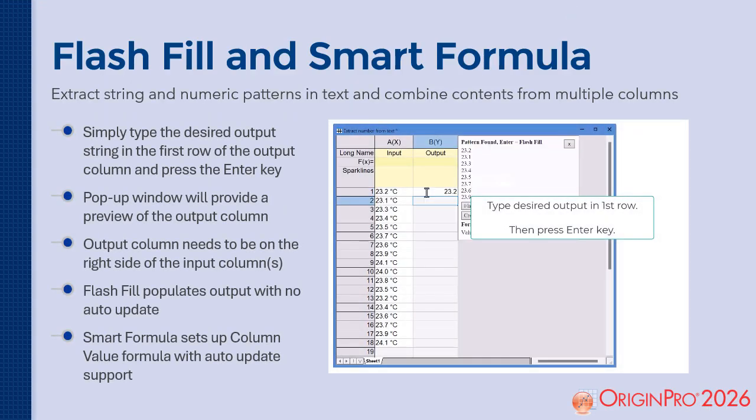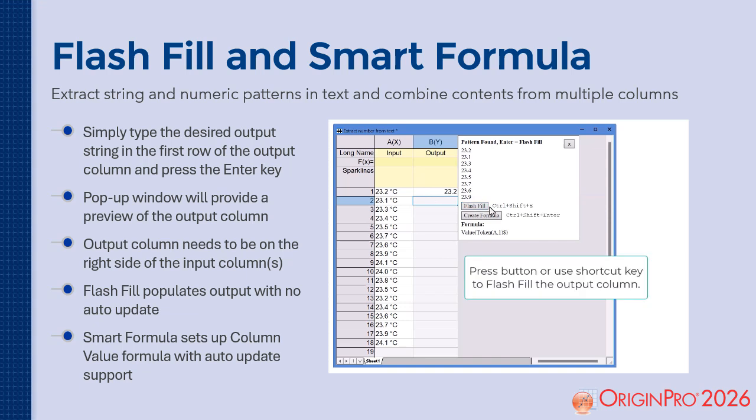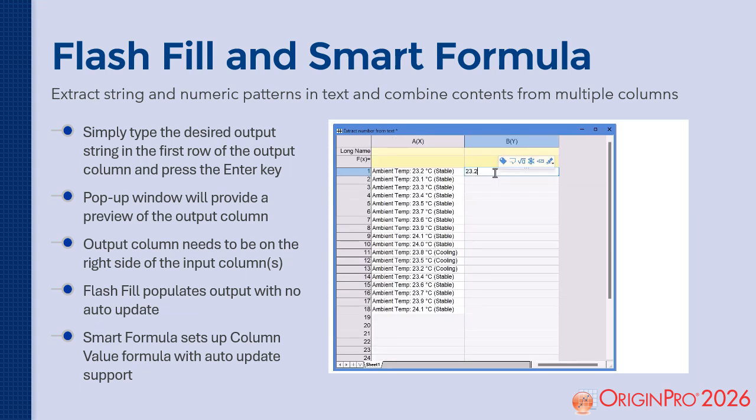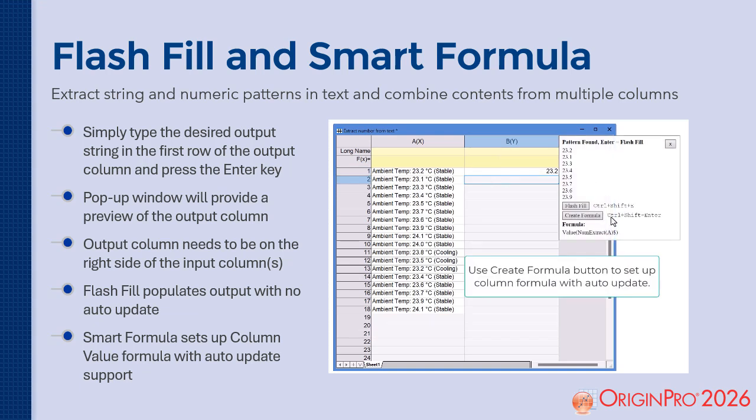With the new flash fill and smart formula features, you can quickly extract text and numbers from a text column. It is available by pop-up or by the hotkeys Ctrl-Shift-E and Ctrl-Shift-Enter.